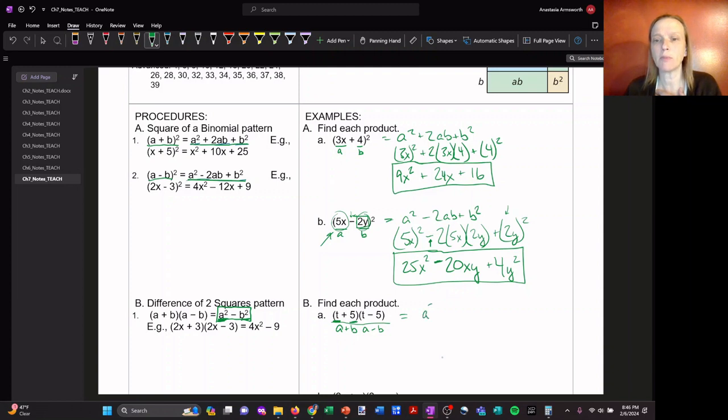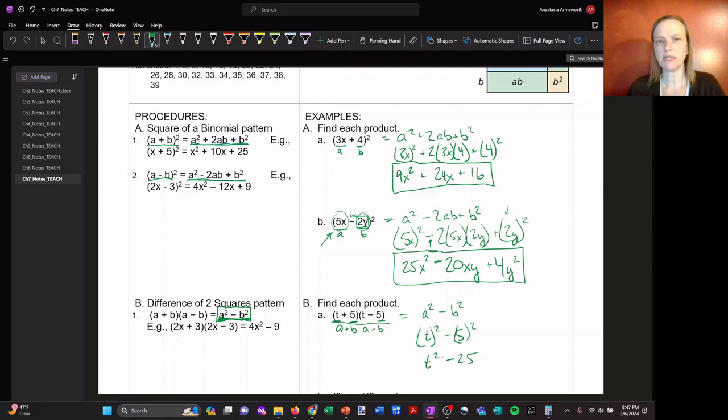We need to write this in the form a squared minus b squared. And again, this negative sign is not part of that b value. My b value is 5, not negative 5. So I'm going to plug these numbers in. A is t, so I'm going to square that. And b is 5, so I'm going to square that. So the final answer from this multiplication problem is t squared minus 25. You can see this saved us quite a bit of time compared to actually doing the distributive property, being able to recognize this pattern.